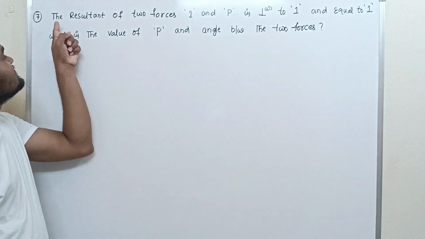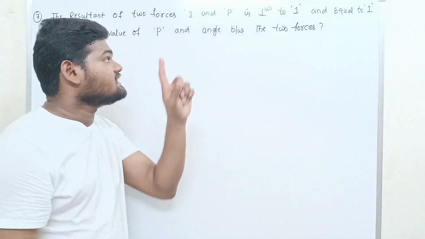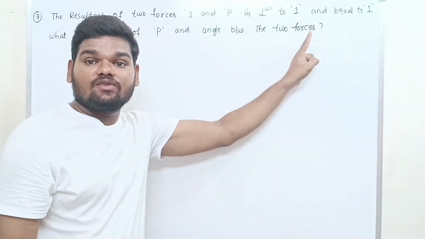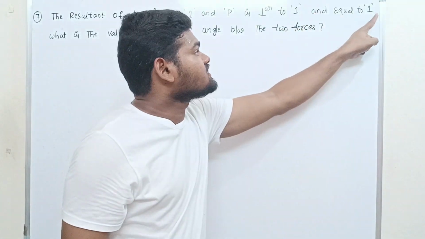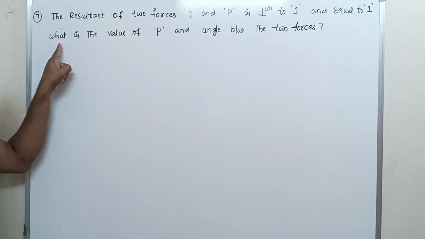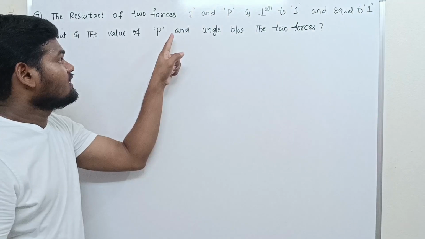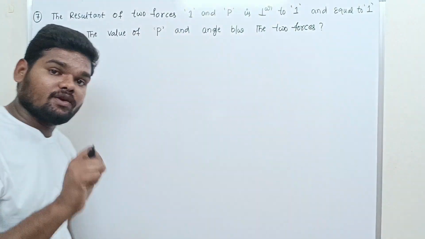Right, so this is the seventh question of the session, and what is given, have a look. The resultant of two forces 1 and p, they are given two forces 1 and p, and their resultant is perpendicular to 1. The resultant is perpendicular to 1 and is equal to 1. The resultant value is how much? 1. What is the value of P? They are asking to find the value of P and the angle between the two forces.